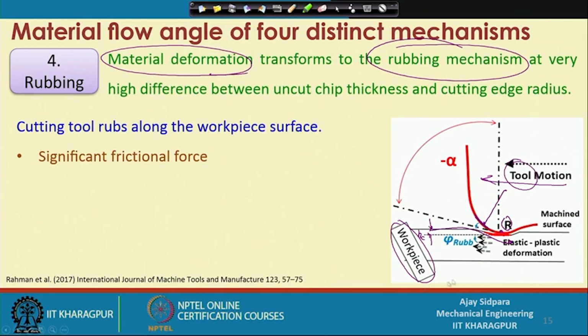Significant frictional forces are high, because when you cut the surface, the frictional force will be very, very much less compared to rubbing. Here there are two surfaces with no sharp edges, and you are just rubbing with the normal force. So at that time your frictional forces will be very, very high, and it consumes an enormous amount of energy, because here it is elastic-plastic deformation. No material is removed in terms of chip. The material is just getting compressed, and finally it will become a part of the machined surface. That is the reason for the high energy of the machining process.